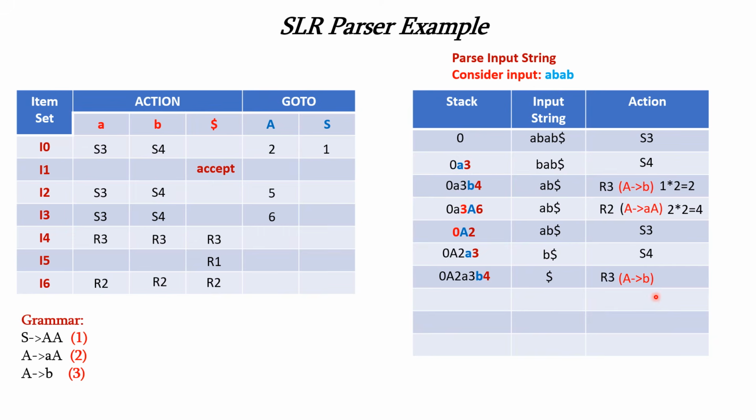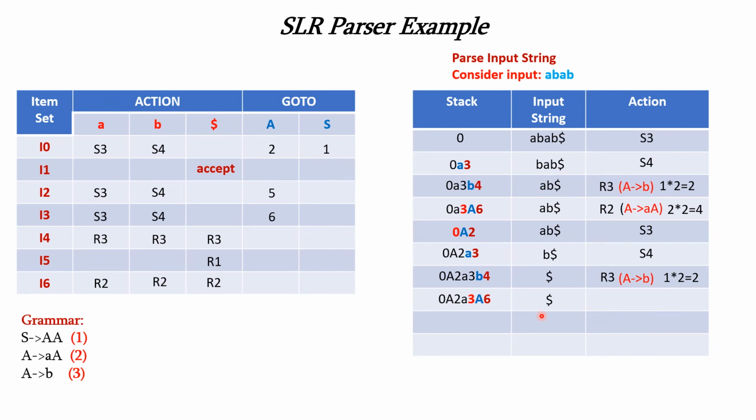We have one symbol in the right hand side, so 1 into 2 is 2. So pop out 2 symbols from the top of the stack, that is B and 4 are popped out, and instead of that we replace with A. So 0 A2 a3 A, and then we have to consider 3 and A. 3 and capital A is 6. So write 6 here, and remaining we have dollar in the input.